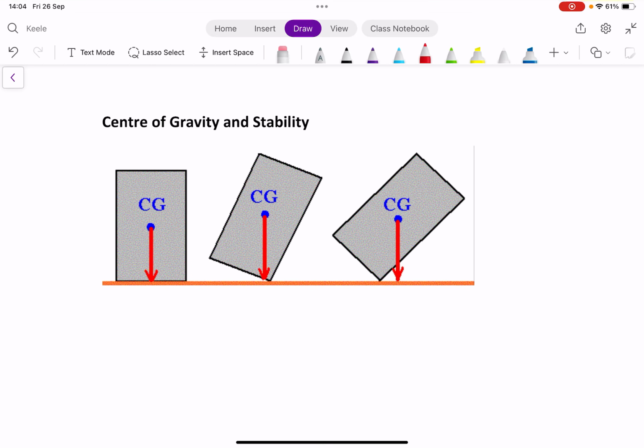So what do we mean by centre of gravity and stability? The object on the left is stable. It has points of contact with the ground, which extend all across the base there. The centre of gravity is within that base, so it's not going to move. It's not going to tip. It's not going to fall over. This is a stable position.